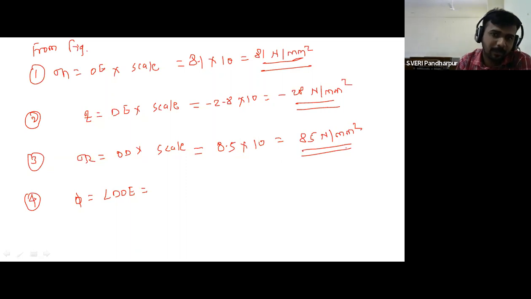What is your answer for sigma t and sigma r? What are your distances? Send your answers in the chat box. Whether it is near about this. Okay, 8.2 is one answer. Another distance for the sigma t calculation. Okay, 8.6 is also correct, no problem. 8.5, 8.4, 8.6.